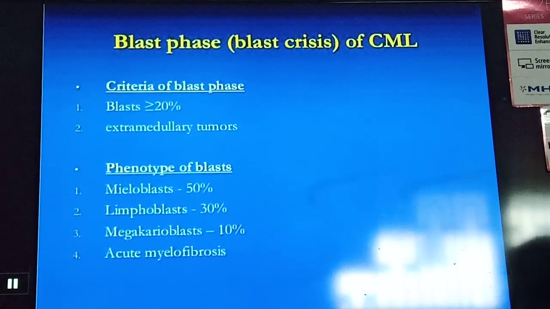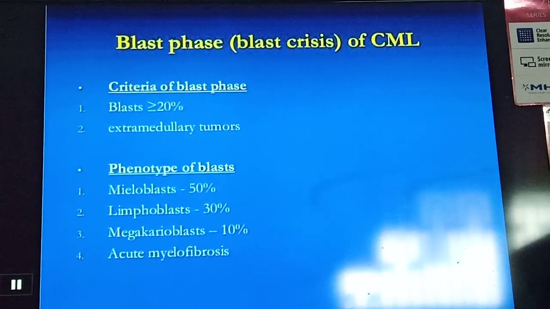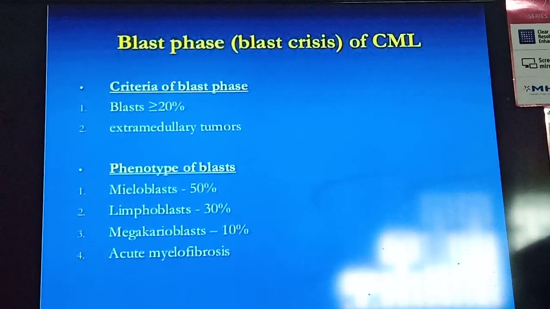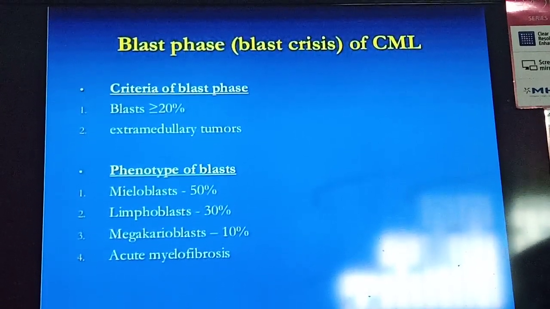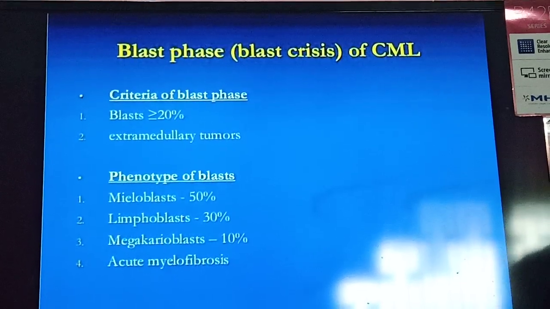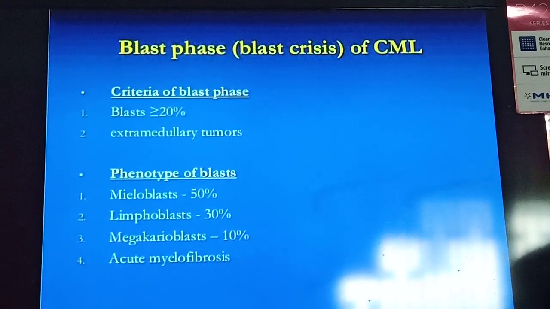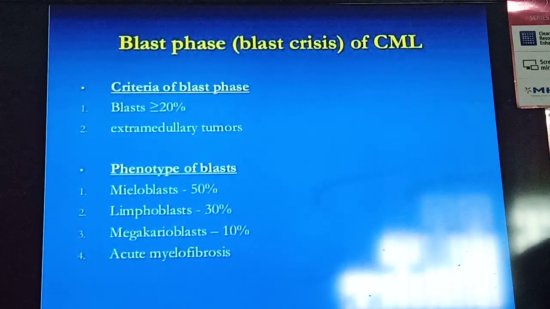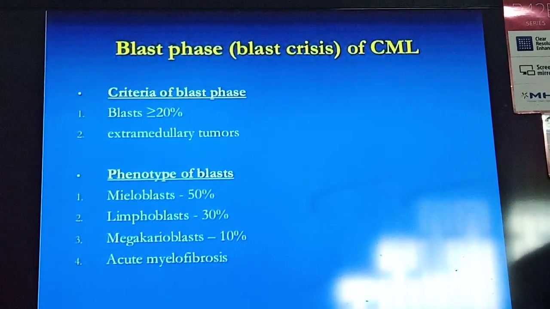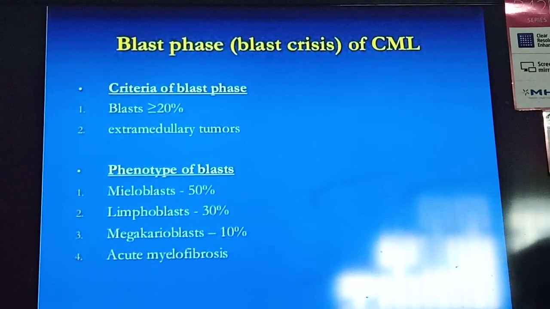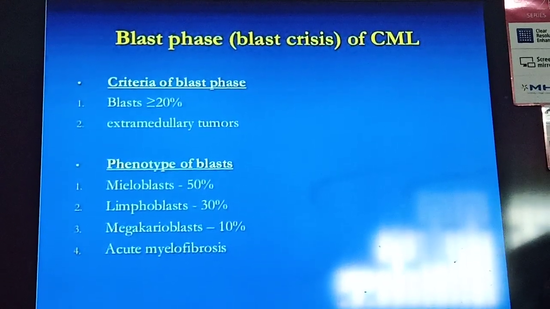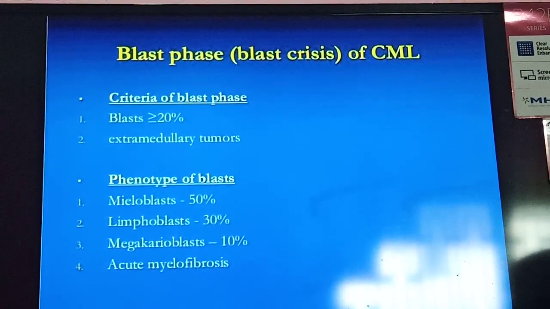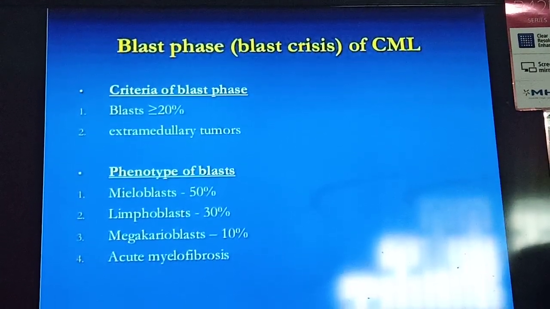So in the blast crisis of CML, the criteria for the blast phase is that the blasts are usually more than 20% in the blood or bone marrow, and there is extramedullary progression or development of the tumor in the blast phase. And in the phenotypes of the blast, like myeloblast 50%, lymphoblast, megakaryoblast, and acute myelofibrosis. So these are the extramedullary development of the blastic phase of the CML.